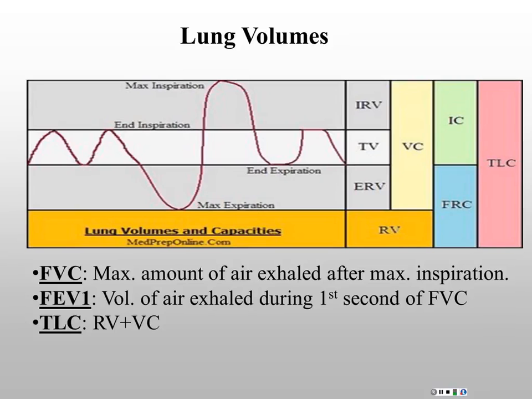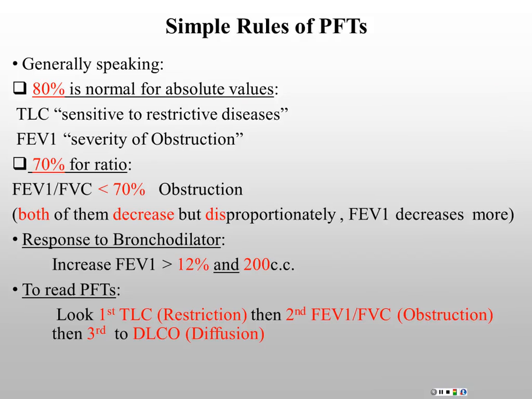So we have the FVC, or forced vital capacity, which is the maximum amount of air exhaled after maximum inspiration. We have FEV1, which is the volume of air exhaled during the first second of your FVC. Your total lung capacity is equal to your residual volume plus the vital capacity. Just to remember numbers, remember 80% and 70%. 80% is the number for normal absolute levels. So your total lung capacity should be more than 80%. Your FEV1 should be more than 80%. The 70% number is for the ratio.